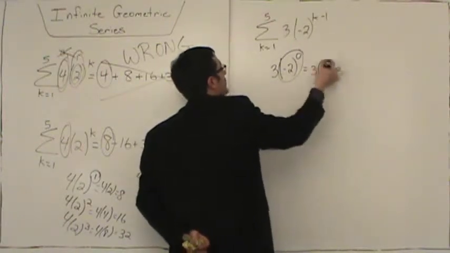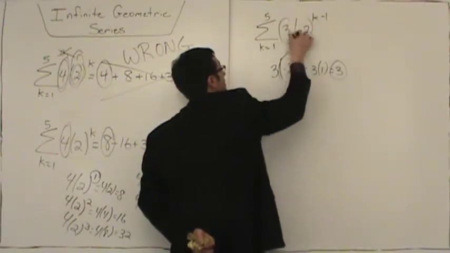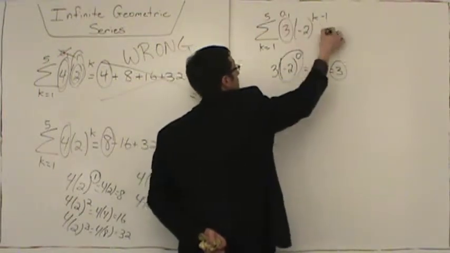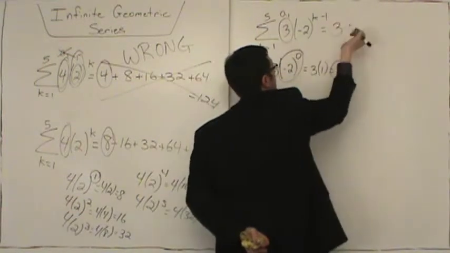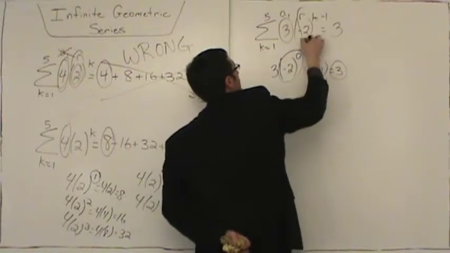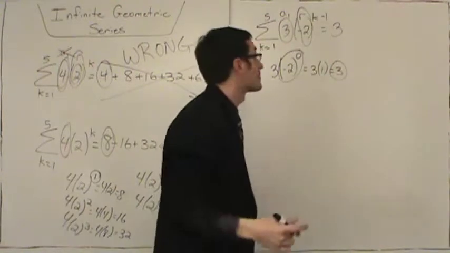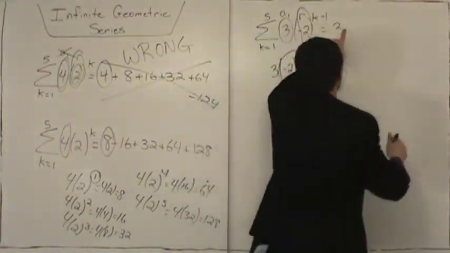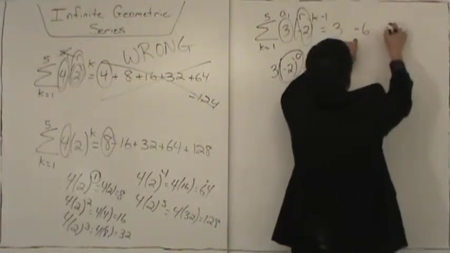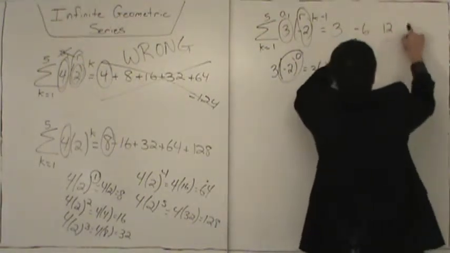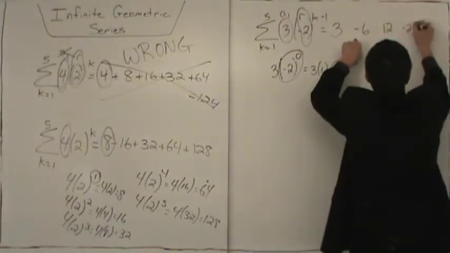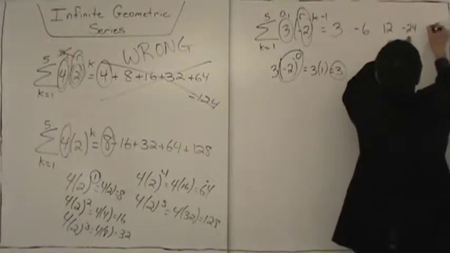Does our front value match? Is our first value going to match the first value? Yes. So what is our first value here? You know that it's 3. Now just use your r value to get the rest of your numbers. So multiply by negative 2. 3 times negative 2 is negative 6. Multiply by negative 2, we get positive 12. Multiply by negative 2, we get negative 24. Multiply by negative 2, we get positive 48.